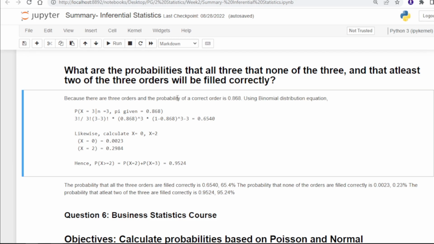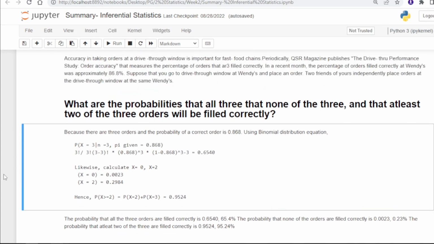So let's understand it here. What we have is, because there are three orders and the probability of a correct order is 0.86, using the binomial distribution equation, we get the probability of x equals 3, given that n equals 3 and the pi that we have been given is 0.86.